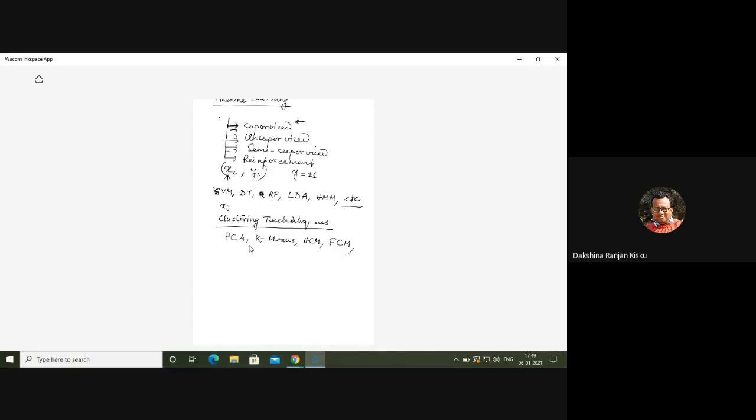Now, what are semi-supervised learning techniques? In semi-supervised learning techniques, a small number of samples will have some labels or class information, and the rest, a large number of samples, will have no class information.